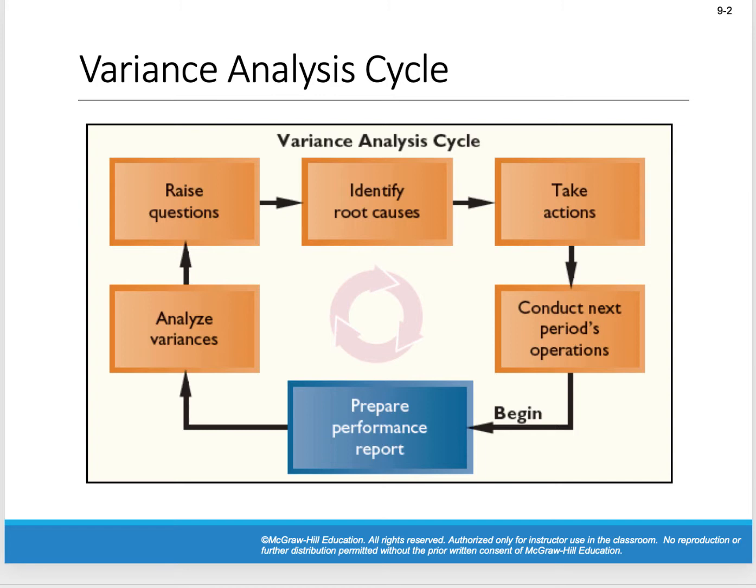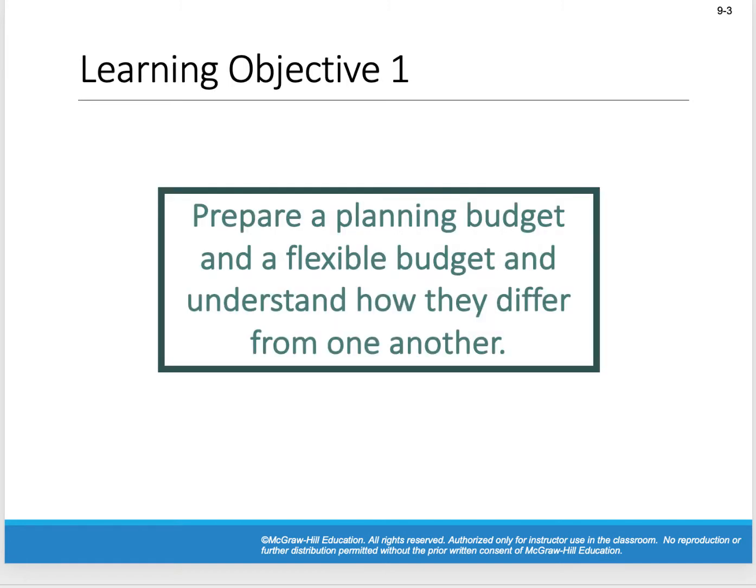Once we take action, we go ahead and conduct the next period's operations. Then the process starts all over again, right? Prepare the reports. Let's analyze the variances. Let's raise questions. Let's identify root causes. Let's take action, and then we'll start the period all over again. So it's a very cyclical process, as you can see here, okay?